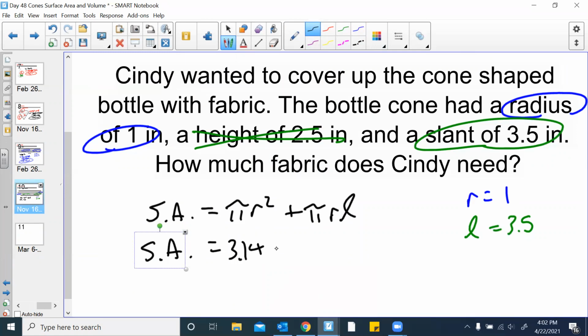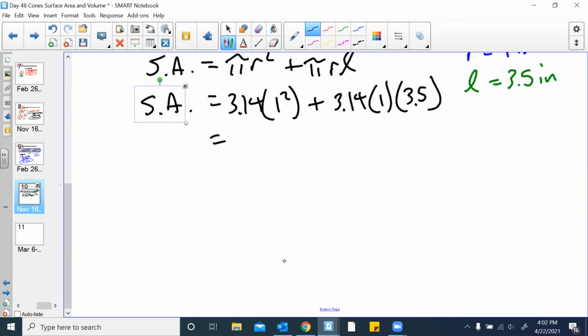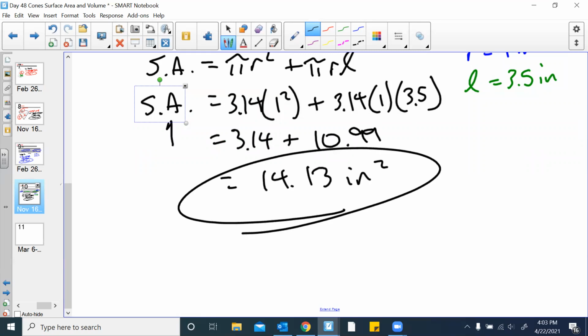All right, so we know it's going to be 3.14 times 1 squared plus 3.14 times 1 times 3.5. This is a very small cone-shaped device. All right, well, I can do some pretty easy math here. 1 squared is 1, and 3.14 times 1 is just 3.14. And then I don't know what 3.14 times 3.5 is. It looks like it's 10.99. Let me just add those together, and we get 14.13. And these are going to be inches squared because we're looking for surface area.